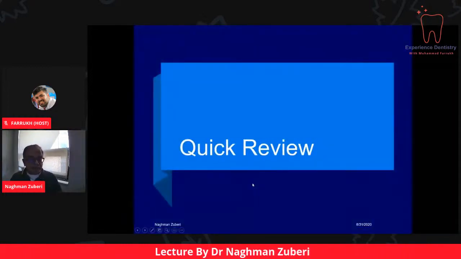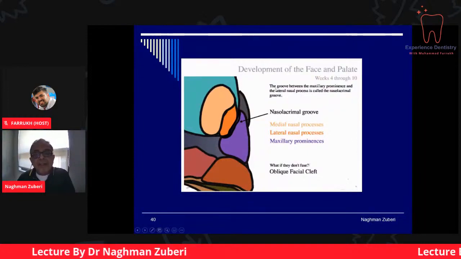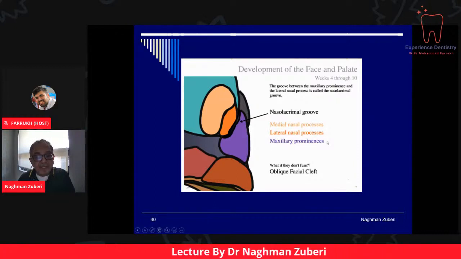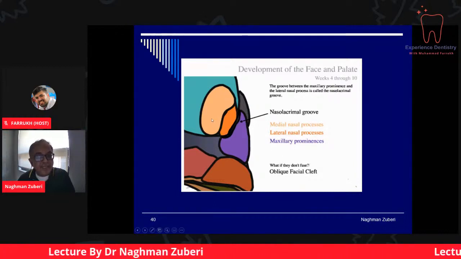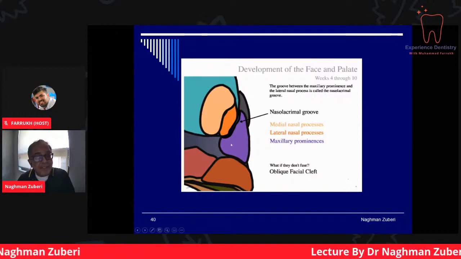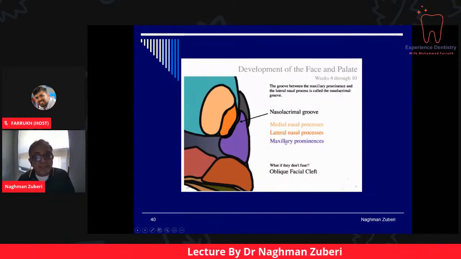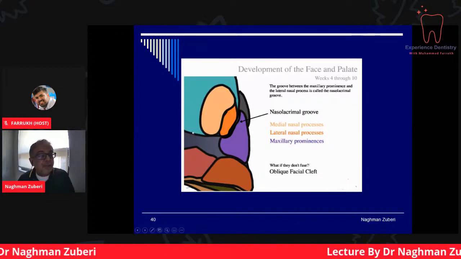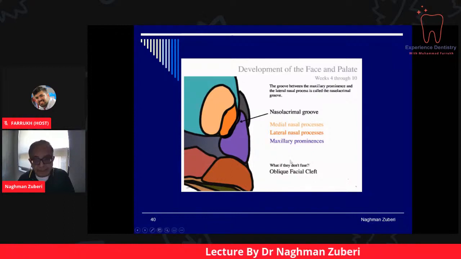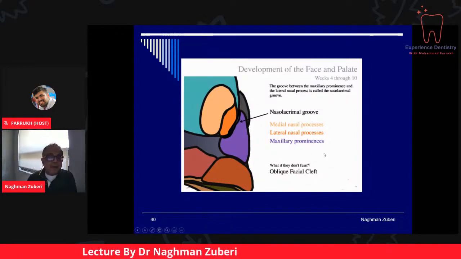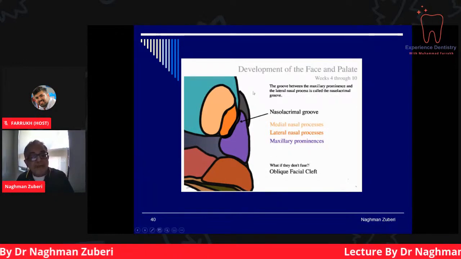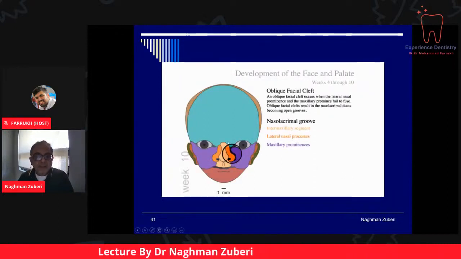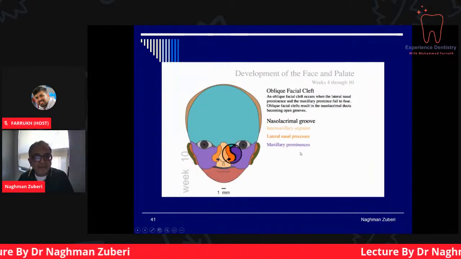Now we are going for a quick review. This is the nasolacrimal groove, the medial nasal process, the lateral nasal process, and the maxillary prominence. We have already discussed that it is the medial nasal prominence which merges with the maxillary prominences bilaterally, and they also merge with each other to give the continuity of the upper lip and the upper jaw. So what is going to happen if all of these do not merge? There will be a huge cleft, which is an oblique facial cleft.